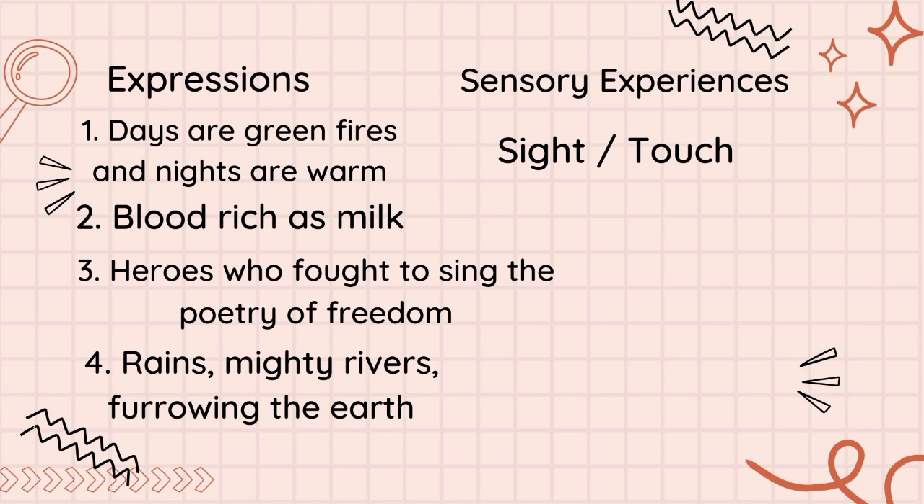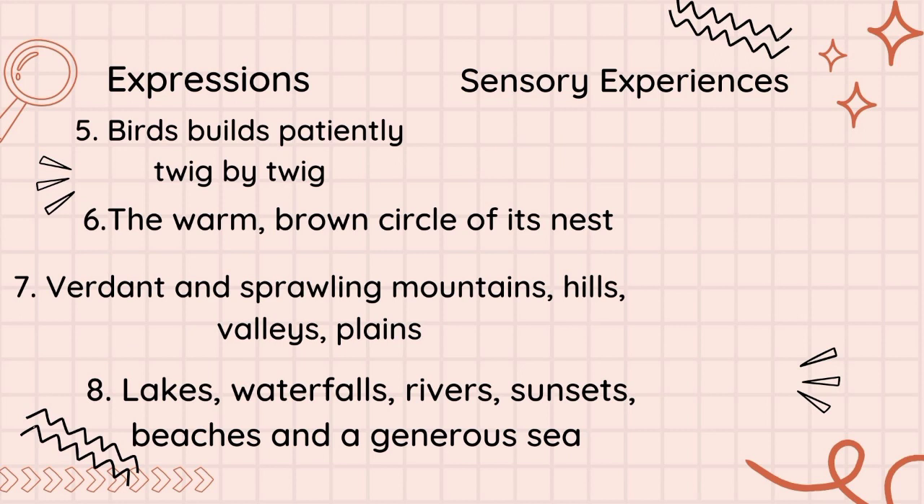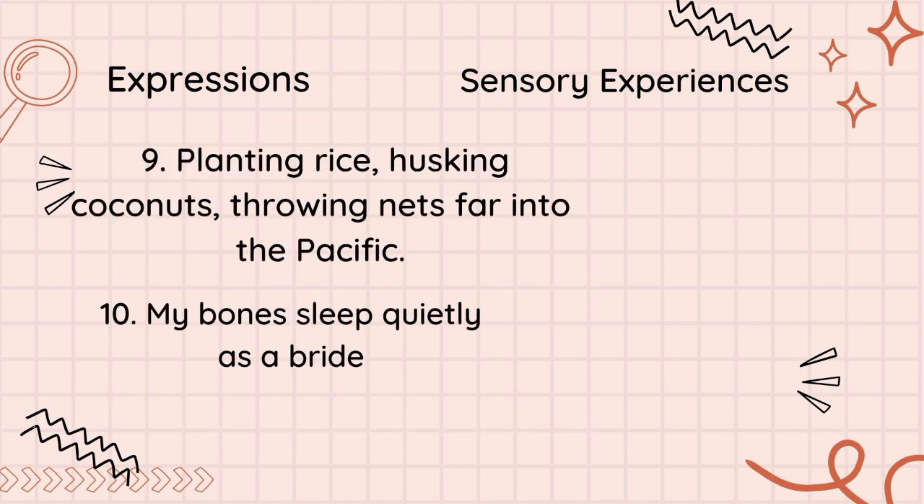Number 2, blood rich as milk, heroes who fought to sing the poetry of freedom. Number 4, rain's mighty rivers furrowing the earth. Let's see number 5, birds build patiently twig by twig. And number 6, the warm brown circle of its nest. Number 7, verdant and sprawling mountains, hills, valley, plains. Number 8, lakes, waterfalls, rivers, sunset, beaches, and a generous sea. Let's see number 9, planting rice, husking coconut, throwing nets far into the Pacific. And number 10, my bones sleep quietly as a bride.